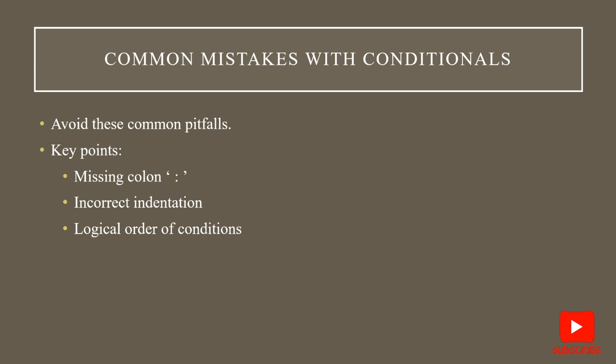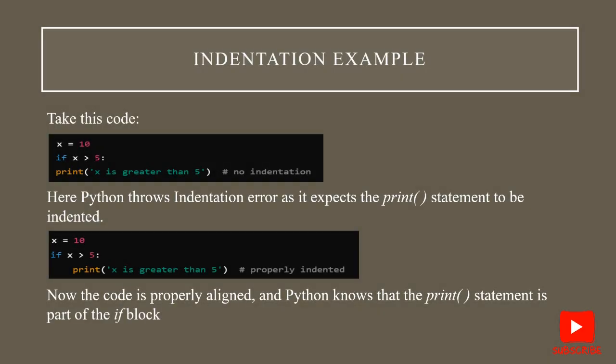This means that the amount of space before your code really matters. For example, take this code. Here, Python will throw an indentation error because it expects the print statement to be indented. The correct version should look like this. Now the code is properly aligned and Python knows that the print statement is part of the if block.